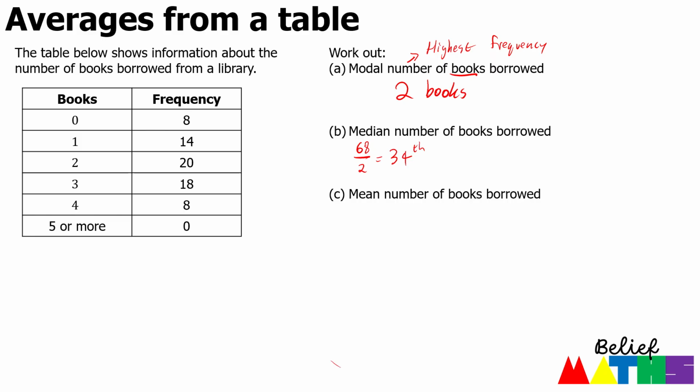What I like to do is I like to write a running total on here. Cumulative frequency, like with our cumulative frequency, but I like to write it on the lines. So if we've got 8 there, 8 plus 14 is 22, 22 plus 20 is 42, plus our 18 gives us our 60, plus our 8 is 68. Now we can see that 34 lies in between 22 and 42. Therefore, the median number of books borrowed must be this section, so it's 2 books.